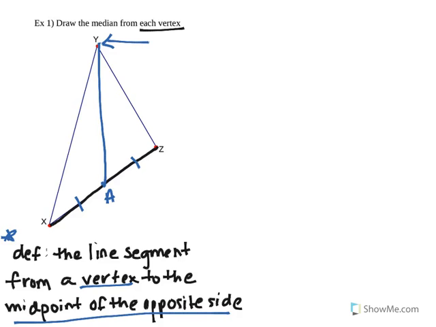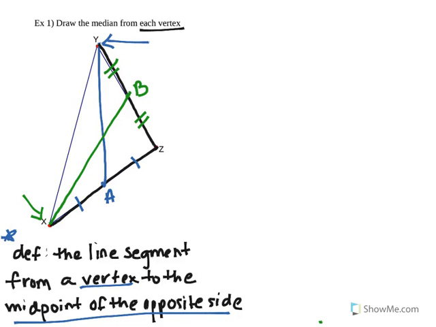Now let's look at the median from X. Following the same process, I have my vertex X. The opposite side in this case is YZ, okay? But again, I need to find the midpoint. So the midpoint of YZ is somewhere around here. Let's call that point B. And to show that I know that's the midpoint, I use tick marks. In this case, I'm going to use 2 tick marks to tell us that it's a different side length. And then I'm going to draw my line segment from my vertex to the midpoint of the opposite side.